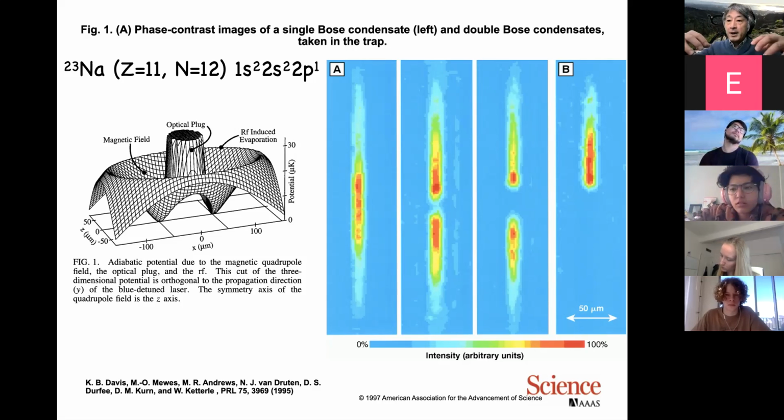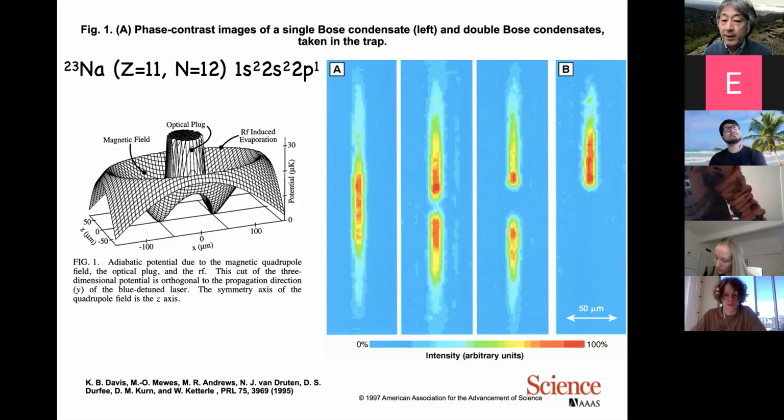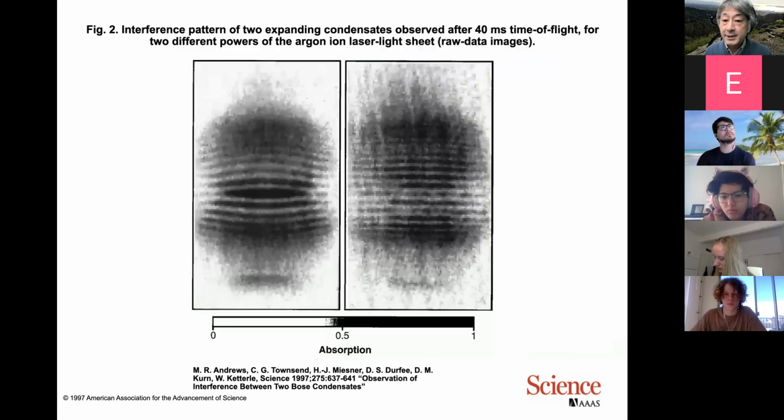And as they drop, they also start to expand. And after some time, they start to overlap with each other. And that's when two condensates overlap, and you expect to see the fringe pattern if they really do behave like a classical wave. And that's this picture here. So one condensate is here, another condensate is over there, and they start to overlap. Then clearly you see this fringe pattern.